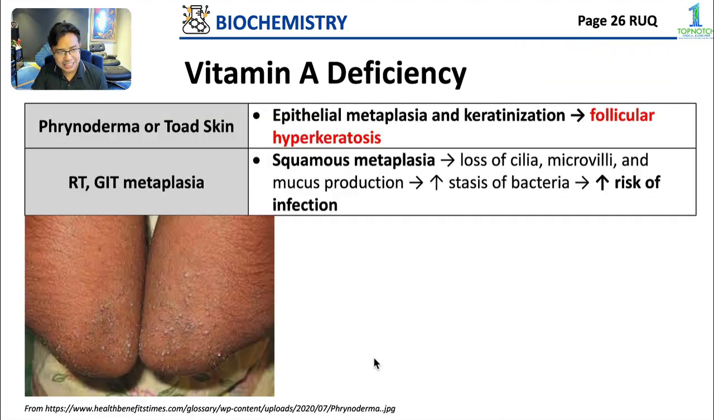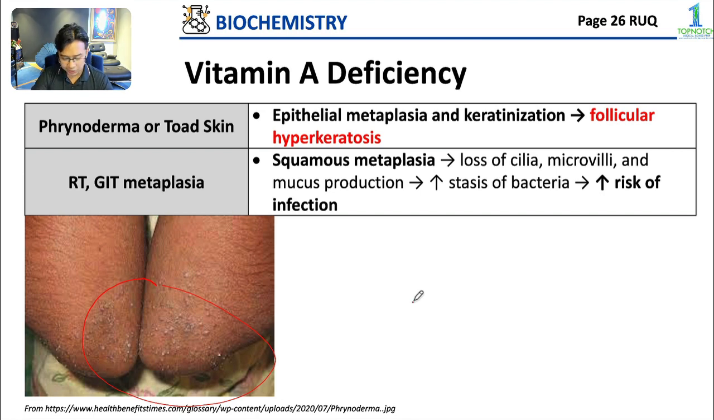Besides ocular manifestations, you can also have toad skin or phrynoderma, which forms as metaplasia of the epithelium leading to follicular hyperkeratosis, seen in this image. And of course, as mentioned, kailangan mo siya, ang vitamin A, to prevent squamous metaplasia. For example, ang ating respiratory tract can have metaplasia, loss of cilia, loss of microvilli, and mucus production can lead to bacterial stasis, leading to an increased risk of infection, mainly measles virus infection.